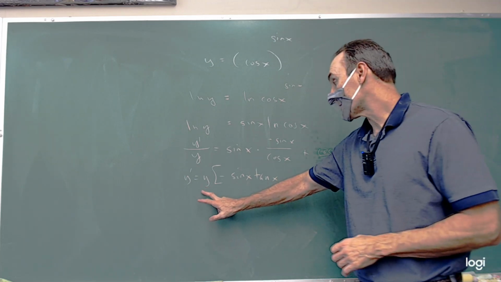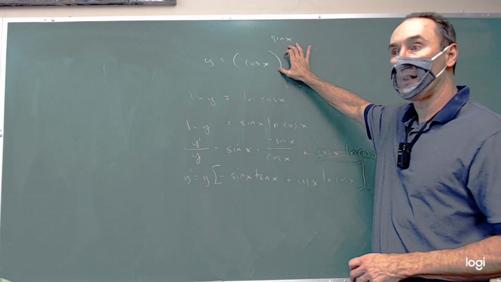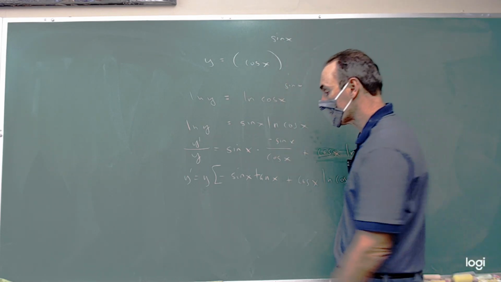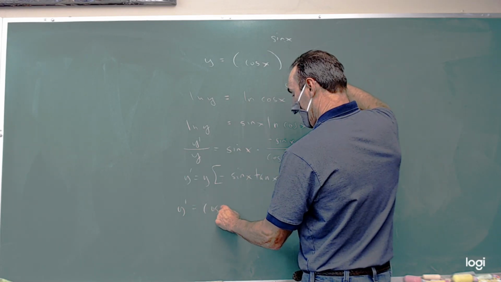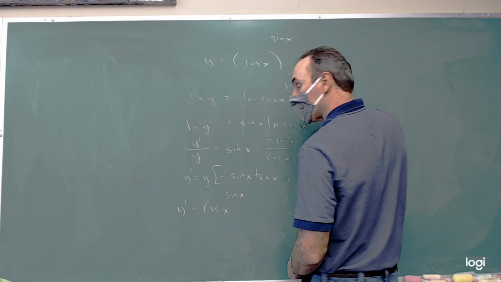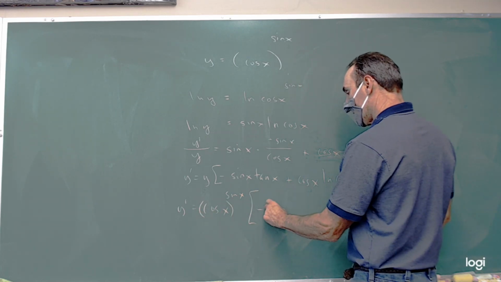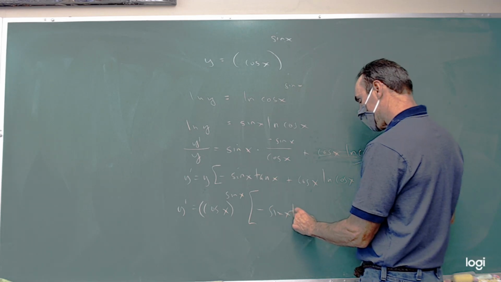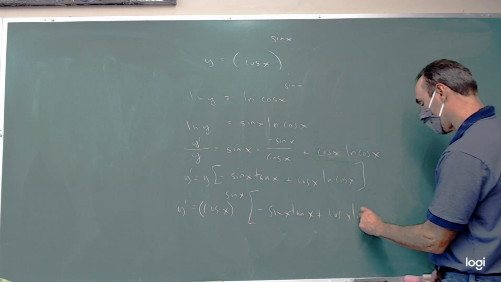And there's not really a great way of writing that, but we're going to leave it like that. And the final answer is we're not going to leave the y in there because we know that the original y was cosine x to the sine x. So our derivative at the end of the day is going to be this cosine x raised to the sine x times this mess, which there's not a whole lot else we can do with it.